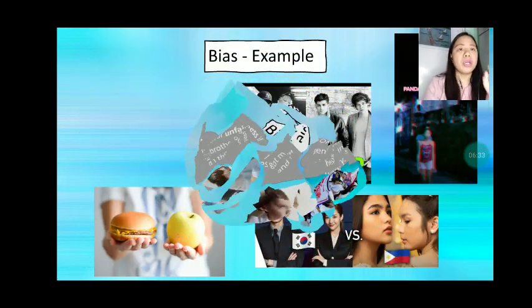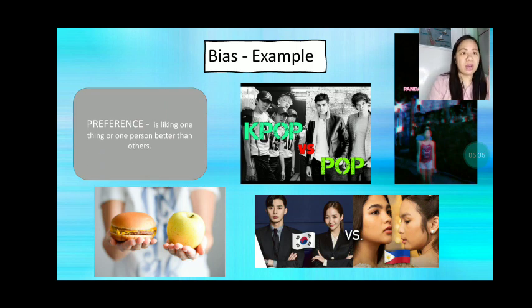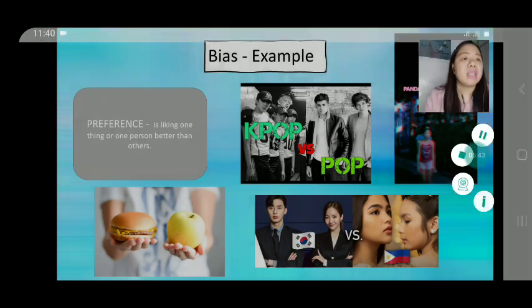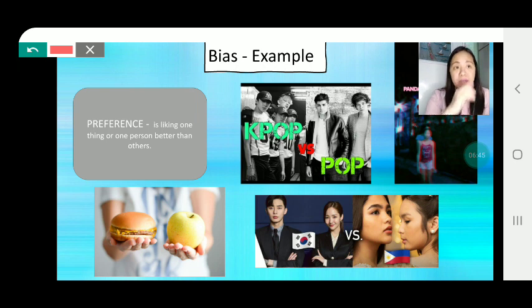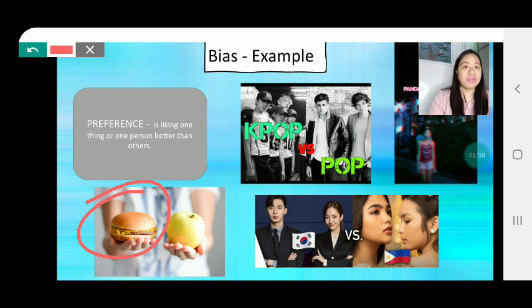Okay. There is also a bias if there is a preference. So when we say preference, it is liking one thing or a person better than the other. Just like in the examples of the pictures I have in here, there is a choice between a hamburger and fruits. So wherein your preference is you really like to just eat junk foods like hamburger, yung mga easy, yung mga fast foods, right? Then, you became biased in a way na siguro, lalo na kung you never eat even a little amount of fruits, right? Then, that's being biased.